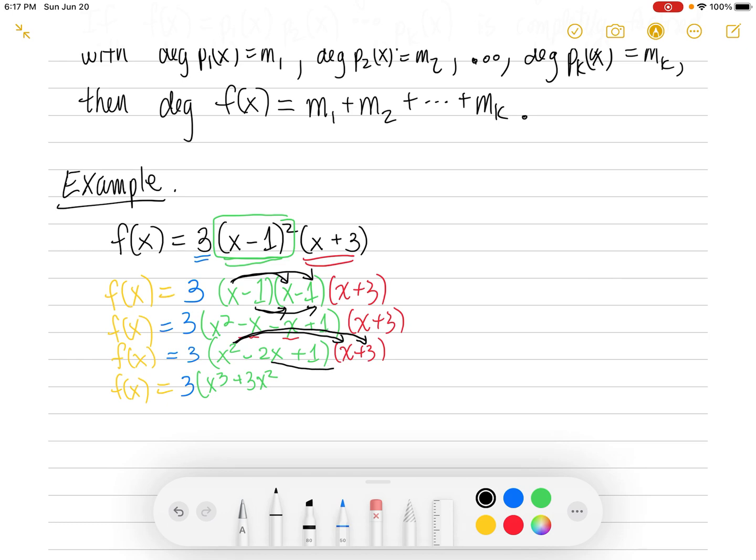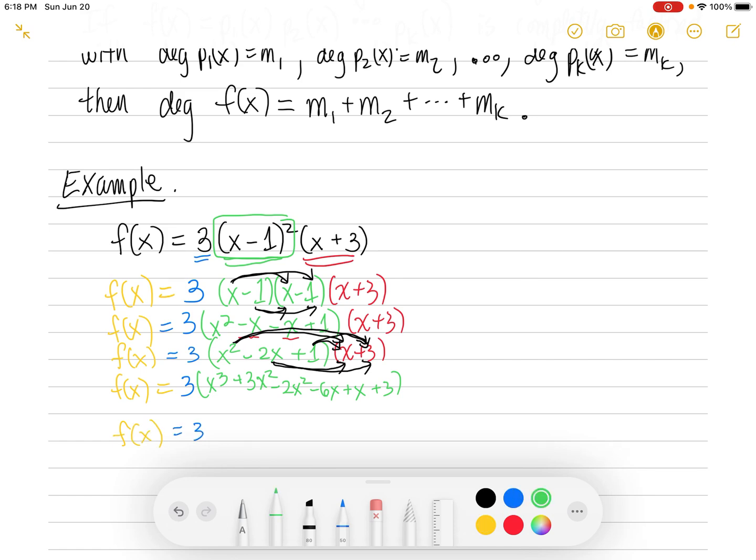Then I'm going to move on to minus 2x. Minus 2x times x is minus 2x squared. And then minus 2x times 3 gives me minus 6x. Then I'm going to move on to 1. I take 1 times x, which gives me x. And then finally 1 times 3, which gives me positive 3. I'm just doing a lot of polynomial multiplication here. And now I have to combine my like terms.